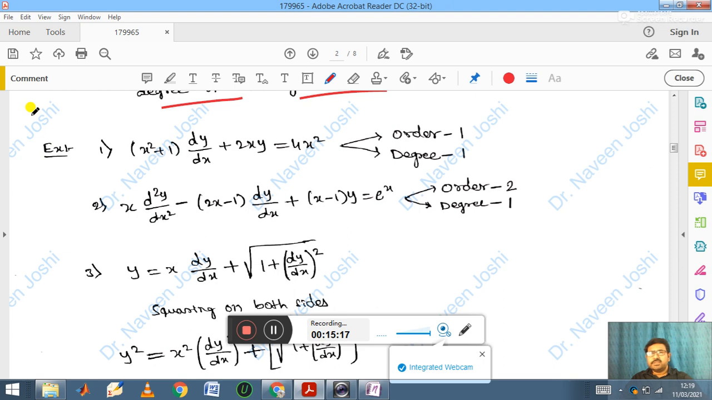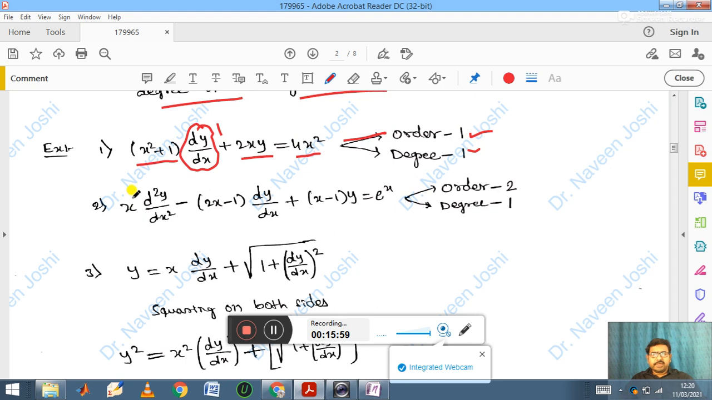Let us go to the first example. Here the first example is (x² + 1) dy/dx + 2xy = 4x². Here it involves only one derivative, dy/dx, which is known as a first order derivative. So here the order is 1. Go for degree. Degree is nothing but the power of the highest order derivative, which consists of only one derivative of first order and its power is 1. Therefore we can say degree is 1 and order is also 1.